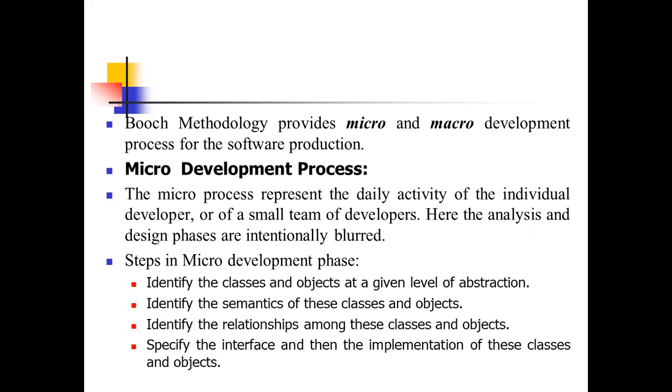Then the second step is to identify the semantics of these classes and objects. First we have to identify the classes and objects, then we have to identify the semantics of these classes and objects. Then the third step is to identify the relationship among these classes and objects. Then the fourth step is to identify the interfaces and implementation. Interface, and then we have to identify the implementation of these classes and objects. So these are the four steps in the micro development phase.